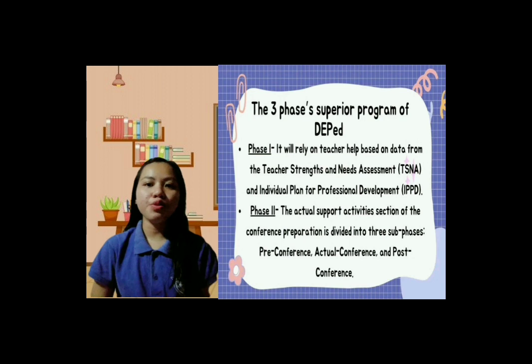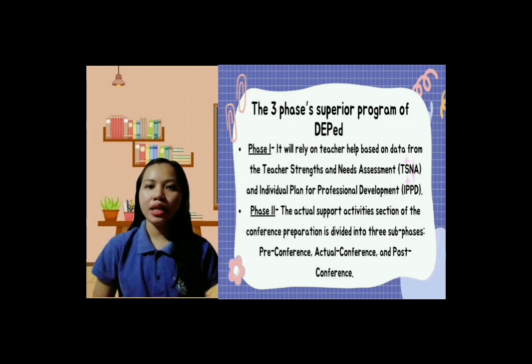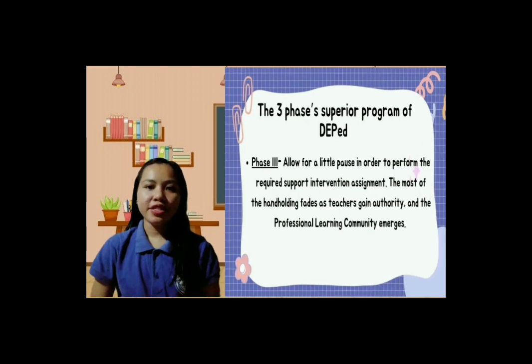Phase 2, the actual support activities section of the conference preparation is divided into 3 sub-phases: pre-conference, actual conference, and post-conference. Phase 3, allow for a little pause in order to perform the required support intervention assignment. Most of the hand-holding fades as teachers gain authority and the professional learning community emerges.